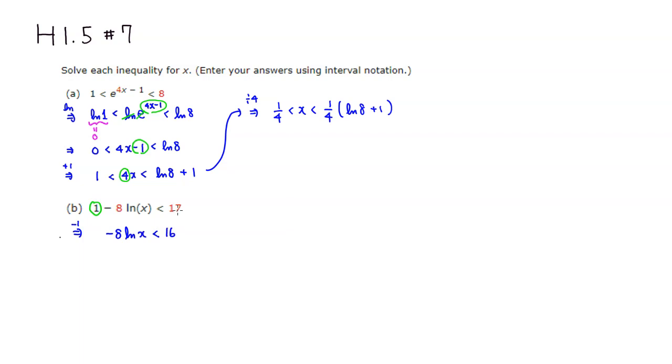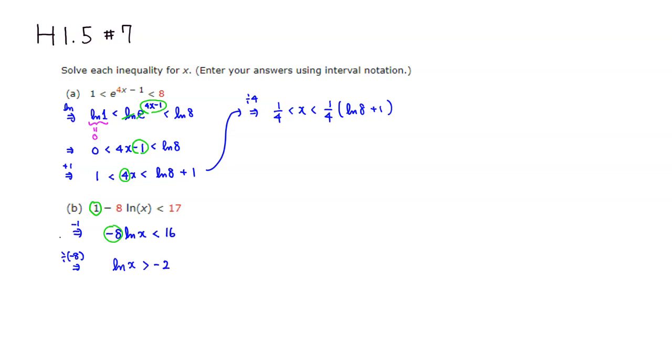Then we need to get rid of this negative 8, so we're going to divide through by negative 8. But you have to be careful. Whenever you divide or multiply by a negative number, you have to change the direction of the inequality. So you have natural log of x is greater than negative 2, 16 divided by negative 8.